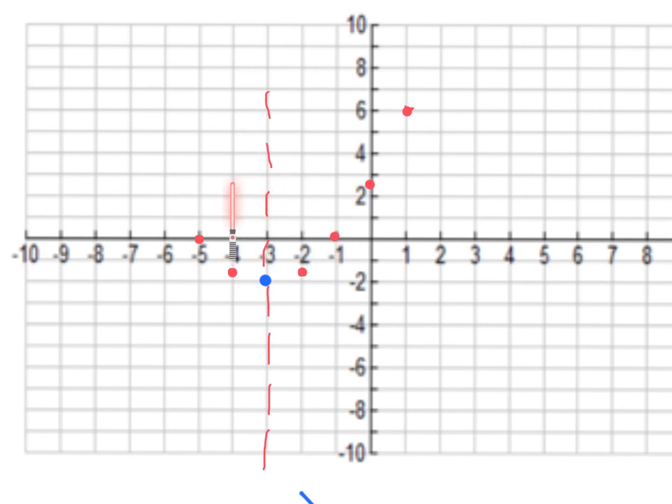1, 2, 3. 1, 2, 3, 4. Like so. Alright, so now let's connect our dots. Alright, so there's our parabola.